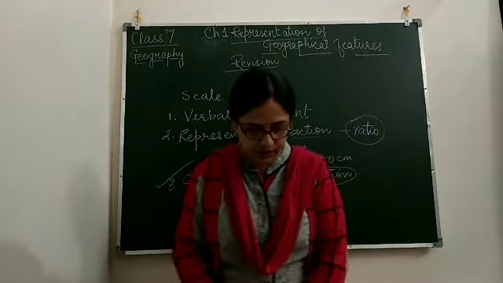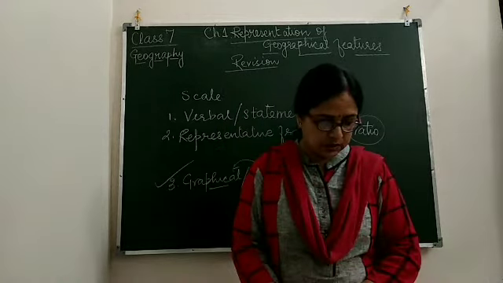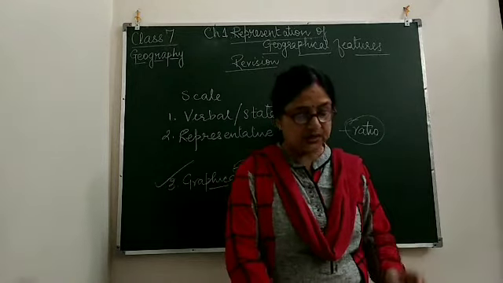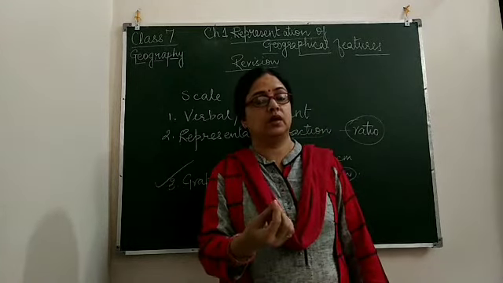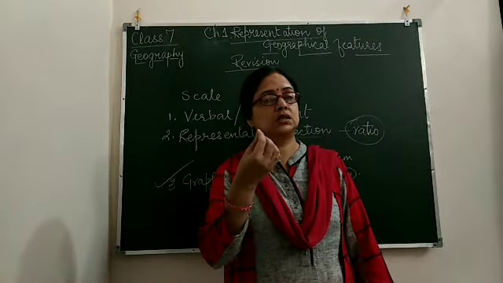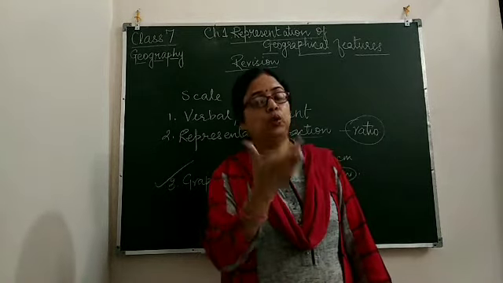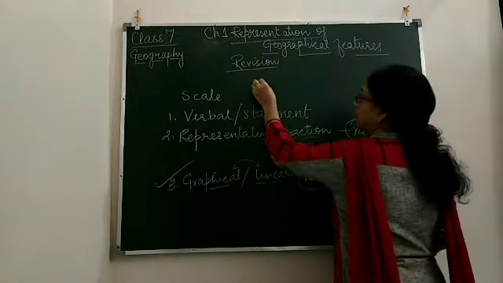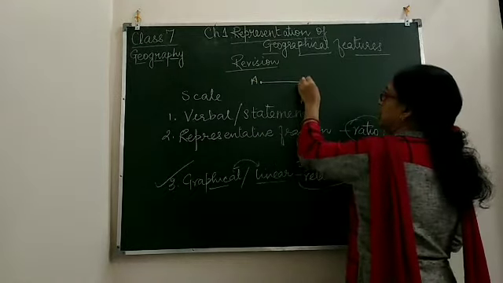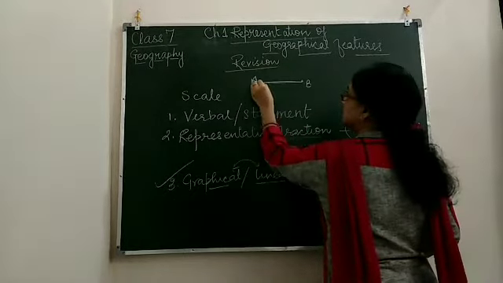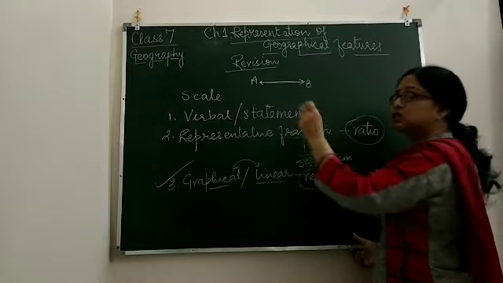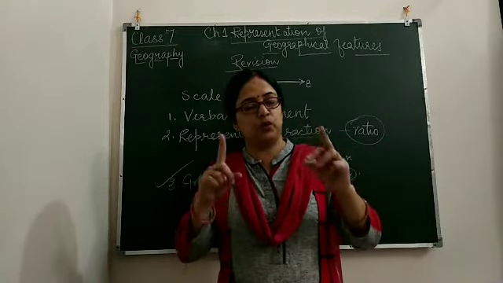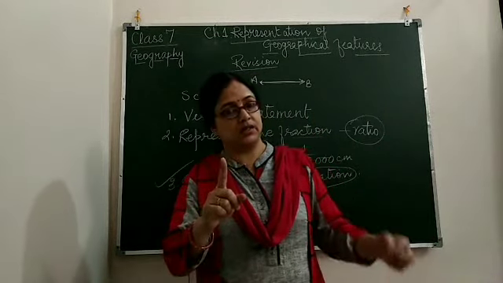Next is what is given in your book, measuring distance on the map. First, what is distance? Distance is the space between two points. Suppose the two points are point A and point B. So what is the space in between these two points? It is called the distance. So the space between two points is called distance.